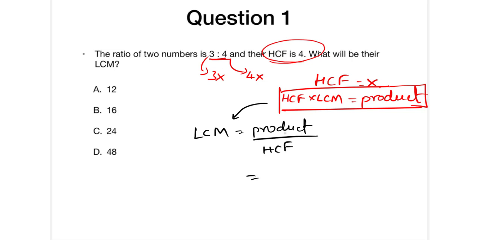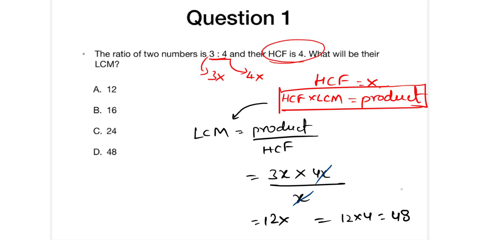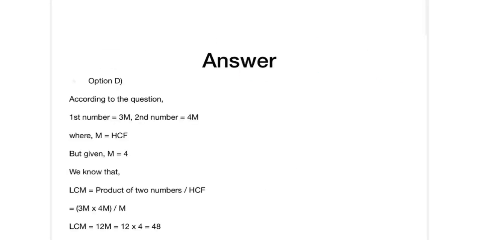So product is going to be 3x into 4x by, we know HCF is x, so we can write x, and then just cancel the x and x. We got 12x on the top, so the answer is going to be 12x. But we know what the x is, HCF x is 4, so 12 into 4, it's going to be 48. So this is how we're going to do the sum. So this is the traditional way. You can even see the answer in this manner.